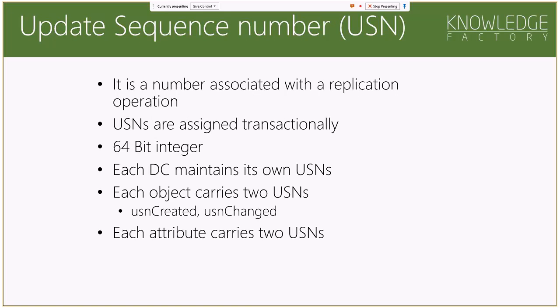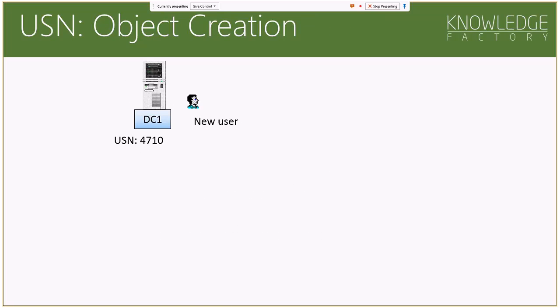Short summary: the USN, update sequence number, is associated with a replication operation, assigned transactionally, and is a 64-bit integer. Each DC maintains its own USNs. Each object carries 2 USNs, USN created and USN changed. Each attribute carries 2 USNs. So let's look at the USN numbers.